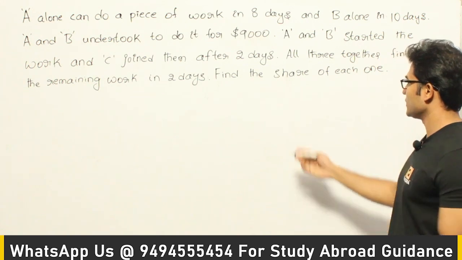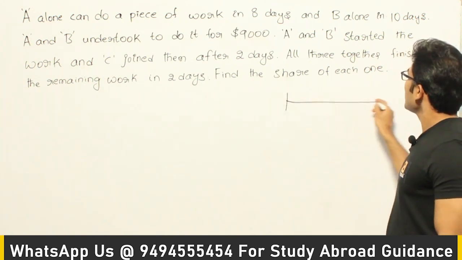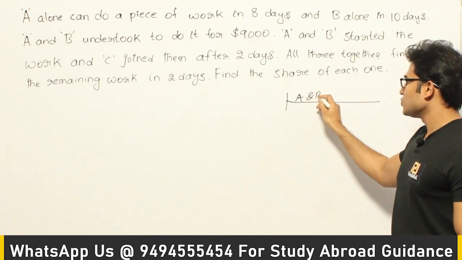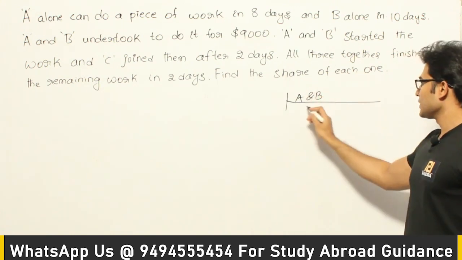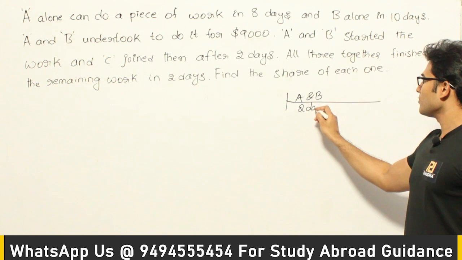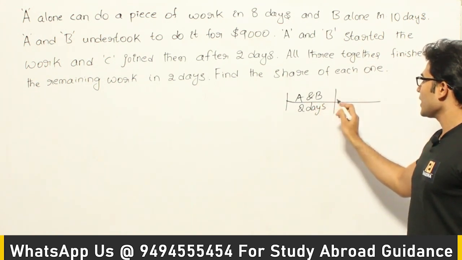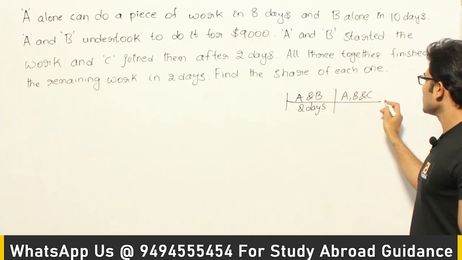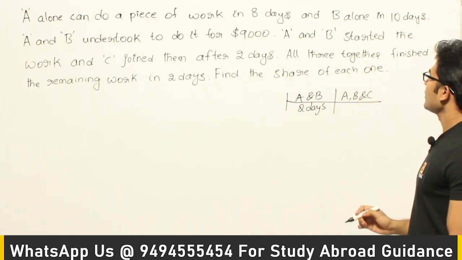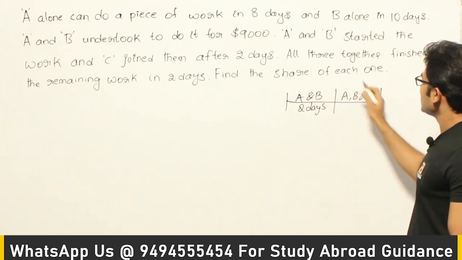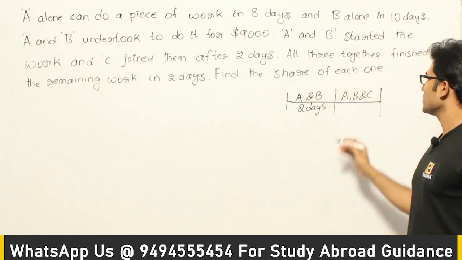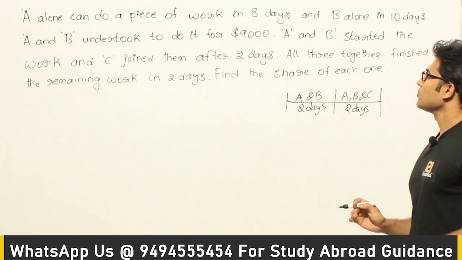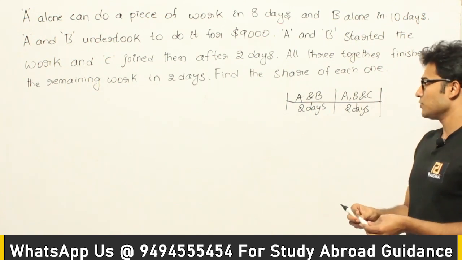So what they are trying to say is A and B started the work and C joined them after 2 days, which means A and B have completed 2 days of work and then C joined, which means A, B and C joined here. Now all three together finish the remaining work in 2 days. So the remaining work is done in 2 days, right? So find the share of each one.